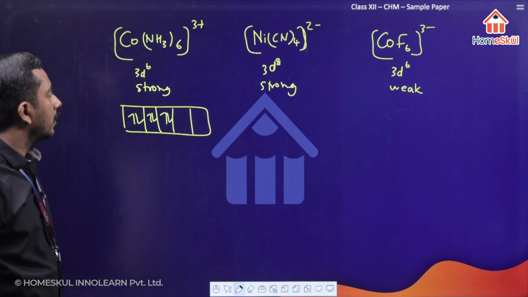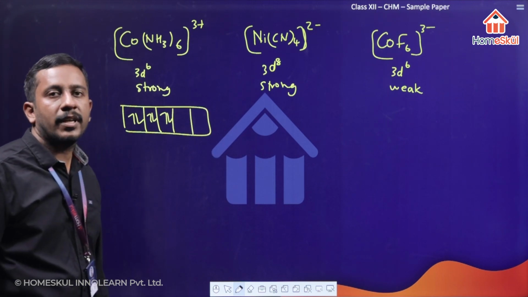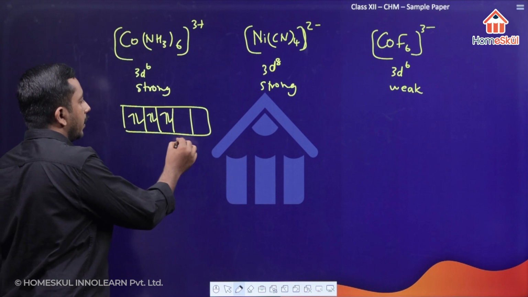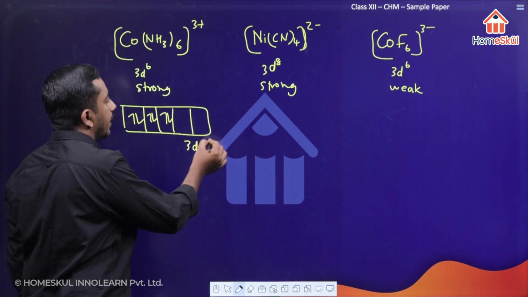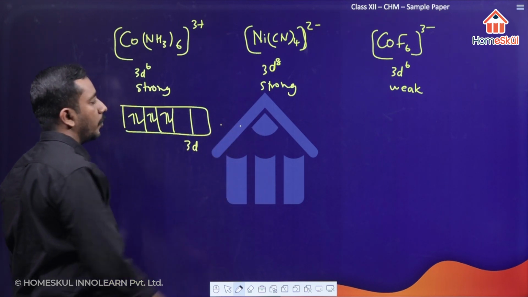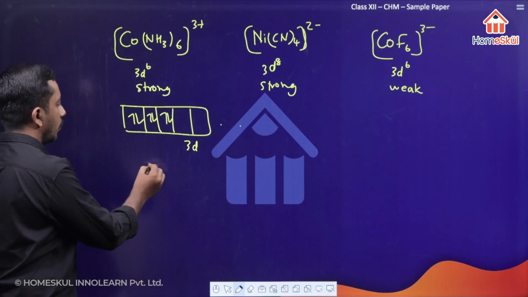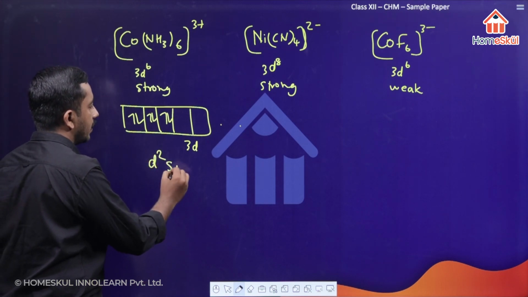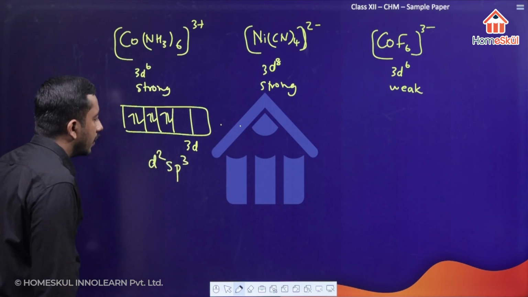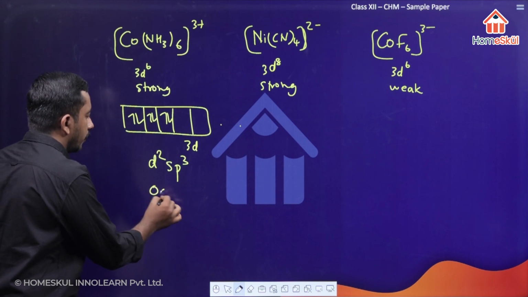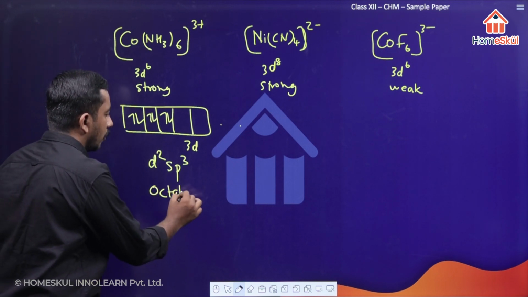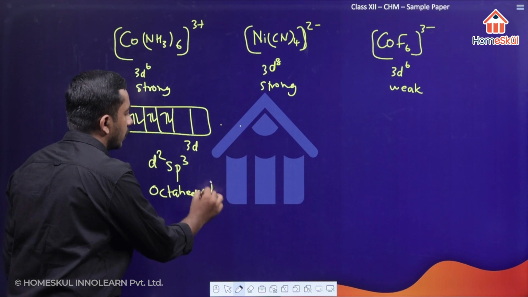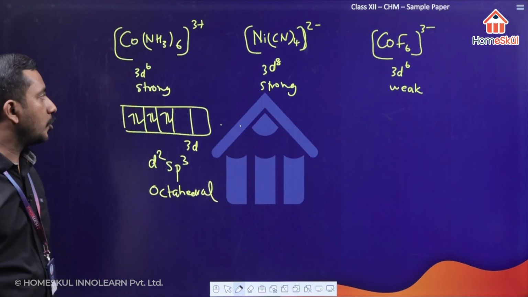Right. And now we require 6 empty orbitals. So that will be the 2 3d orbitals and then 4s and 3 4p orbitals. That means the hybridization is going to be d2sp3 hybridization, and the shape of the geometry of the compound or the complex will be octahedral geometry.